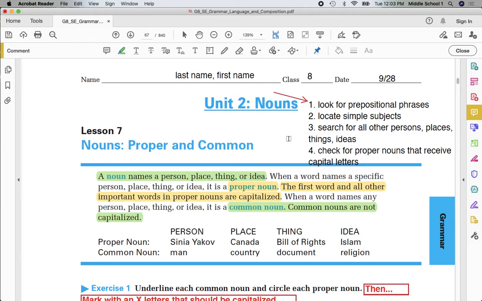I think that's enough for today. We're going to stop today at the bottom of page 61, and tomorrow we'll pick up reviewing proper and common nouns, finding them in the sentences, and then proofreading to be sure that those proper nouns have the correct capitalization.